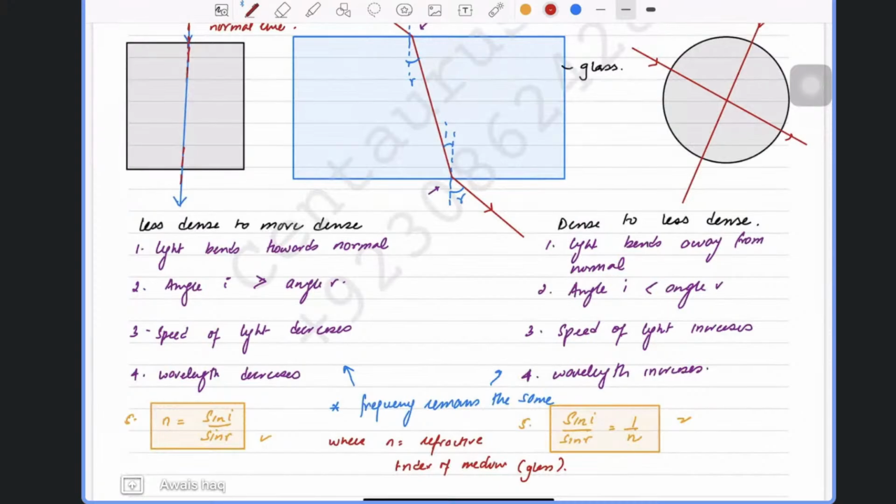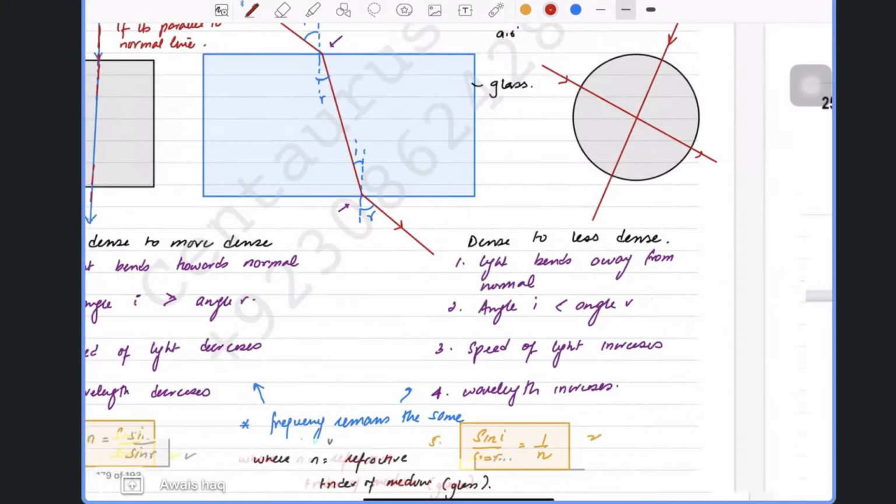So remember the formula for less to more dense, and always take a reciprocal if it's the opposite. That will help you figure out quickly. Okay, then. Pretty good. Now, going to the next part. I hope you guys have written this and drawn. Okay, so going to the next part.